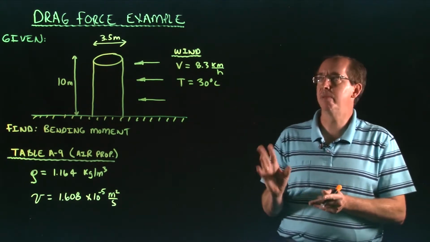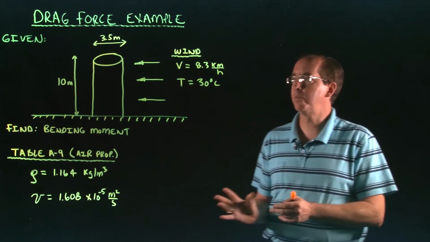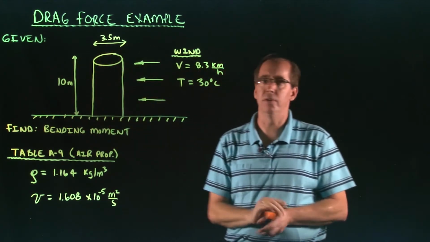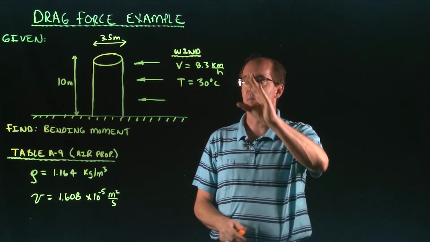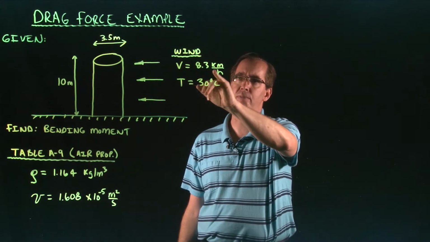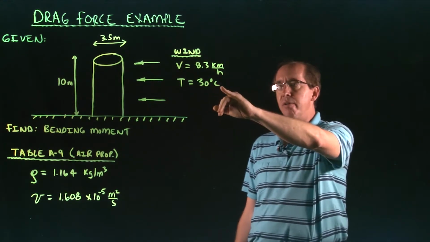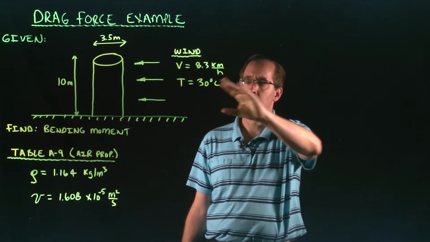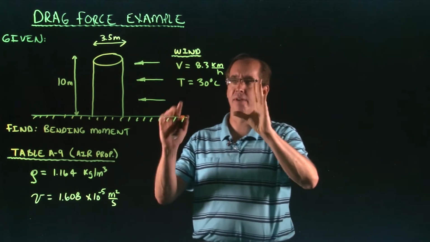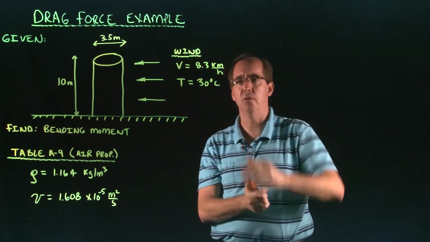And so we're going to be looking at a problem where we're calculating this drag force. Now, in our case, we have a silo that's 10 meters tall. The diameter of the silo is 3.5 meters, okay? And we have wind that comes in horizontally at 8.3 kilometers per hour. We're going to assume that the temperature is 30 degrees Celsius. And what we're trying to find is the bending moment. If we have a drag force acting on this, what's the moment wanting to turn that silo over?